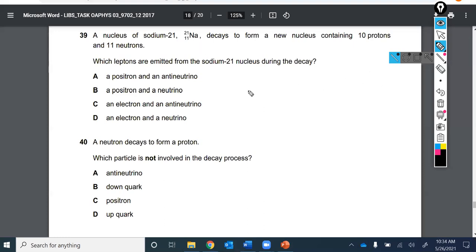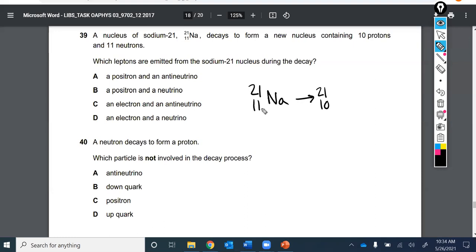So we have a nucleus of sodium-21, and I'll use the nuclide symbol there, and it decays into a new nucleus that contains 10 protons. And if it's got 11 neutrons, then that's still going to add up to 21. So we've got a proton that became a neutron, right? Because this accounts for all of them. So this number doesn't change. It's just we switch one of these for one of those.